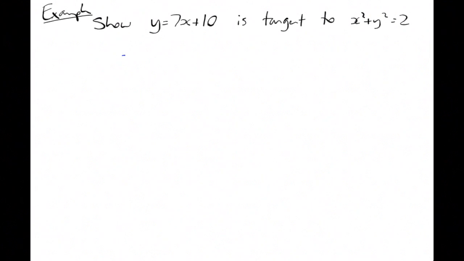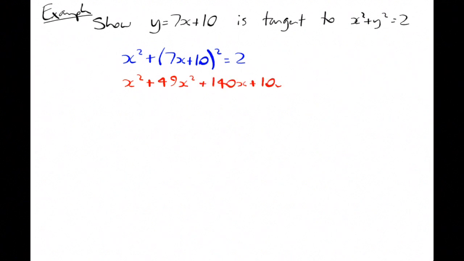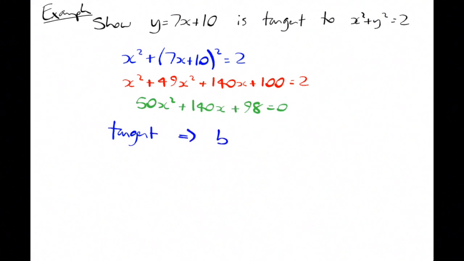So I can do x squared plus the y squared, which we'll replace with (7x plus 10) all squared, equals 2. Expand that out: x squared plus 49x squared plus 140x plus 100 equals 2. 50x squared plus 140x plus 98 is 0. If it's tangent, like I said, it has to have one solution repeated. I can do that using the discriminant. The discriminant, b squared minus 4ac, has to equal 0 for it to have one solution repeated. In this case, that's 140 squared minus 4 lots of 50 times 98.